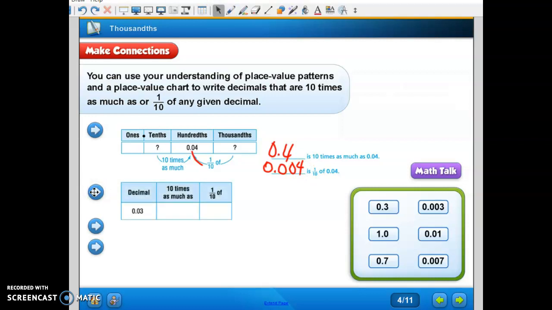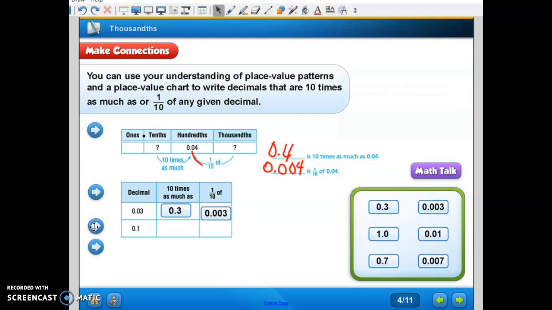Okay, decimal, 3 hundredths. What is 10 times as much as 3 hundredths? Somebody tell me. Say it. 3/10. Are tenths bigger than hundredths? So that's this one. And what is 1/10 of 3 hundredths? Not 3/10, but of this 3 hundredths. 1/10 of that, 0.003, which is 3 thousandths.